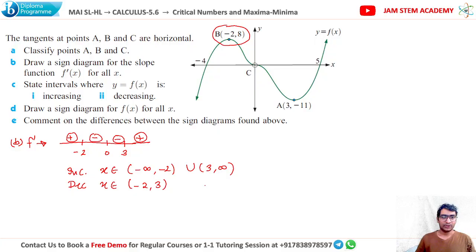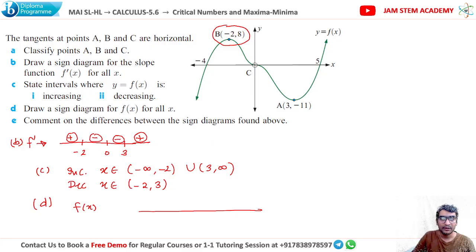Okay. So in this way you can write the answer. Now the D part says, draw the sign diagram for f of x. For the f of x, we can draw the sign diagram as follows. See, this graph is for f of x only, right? The given graph is for f of x.